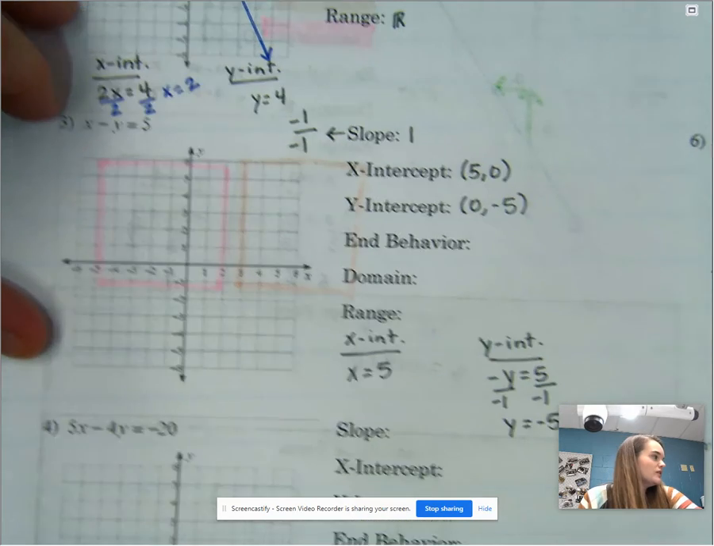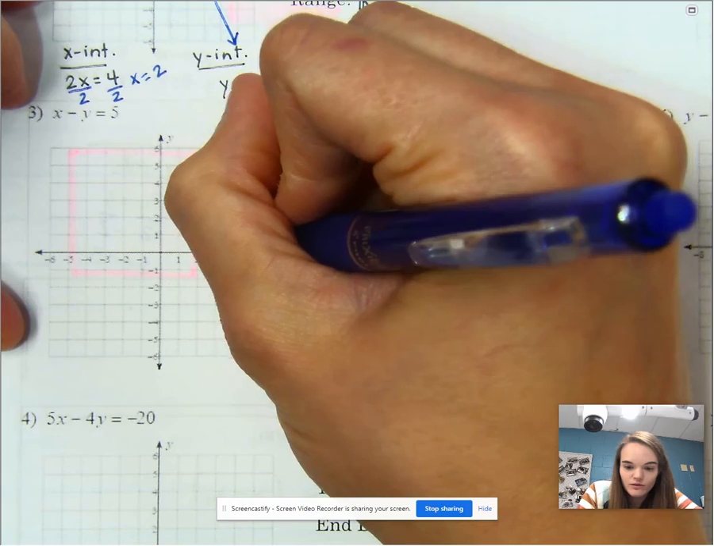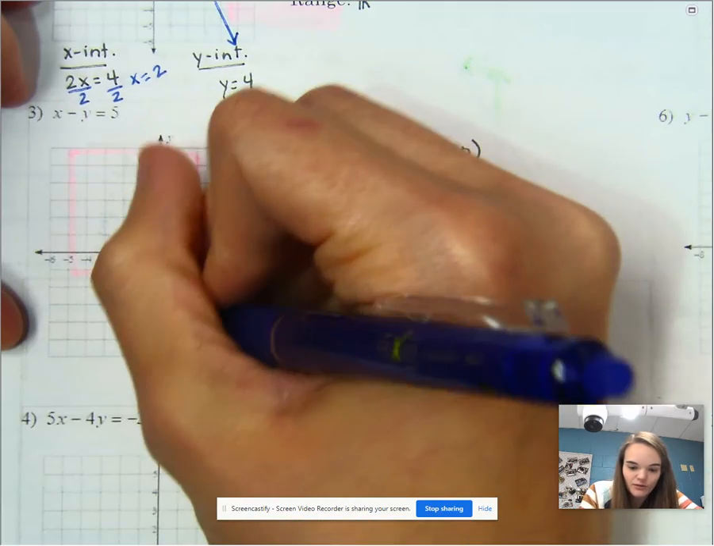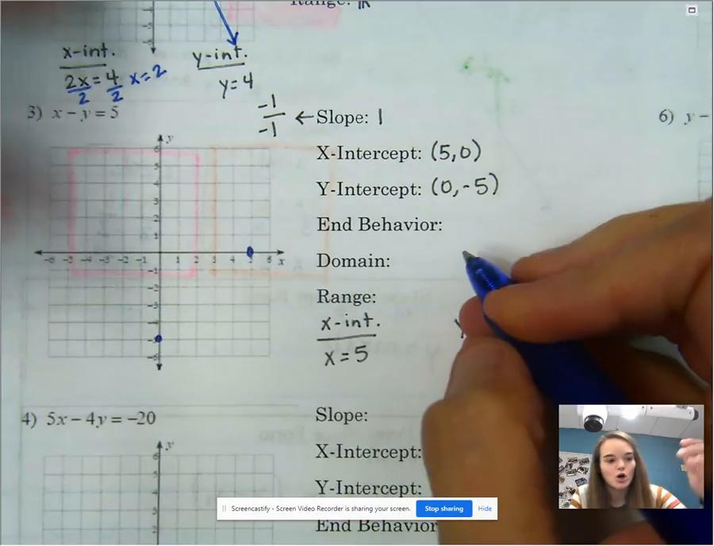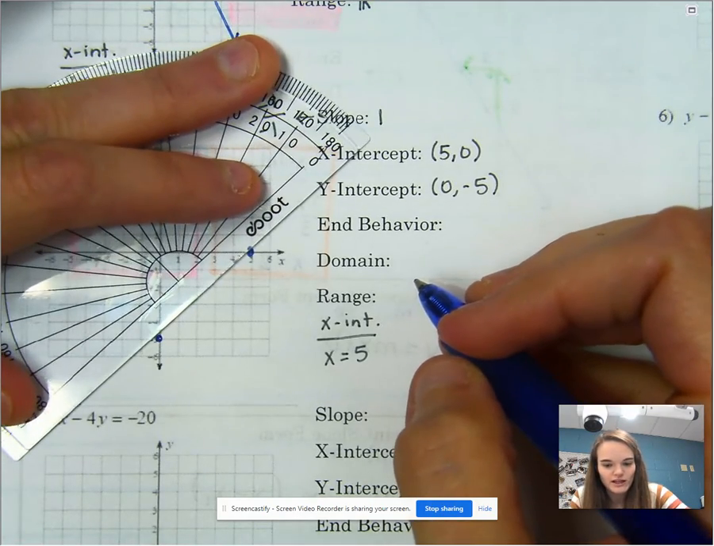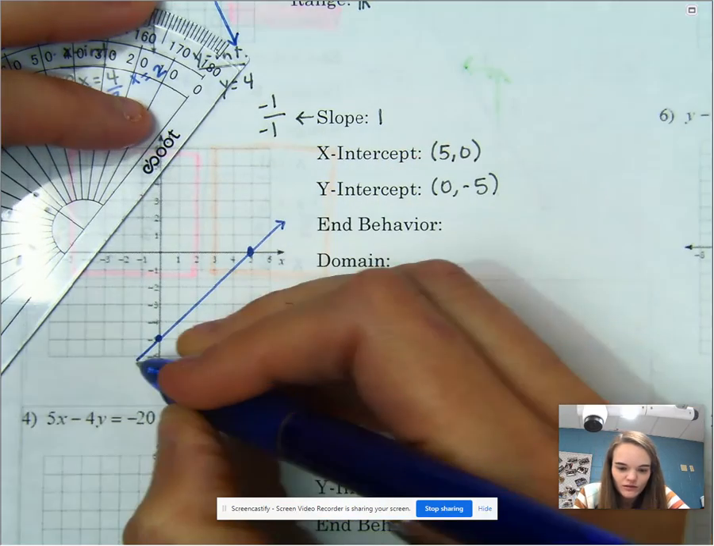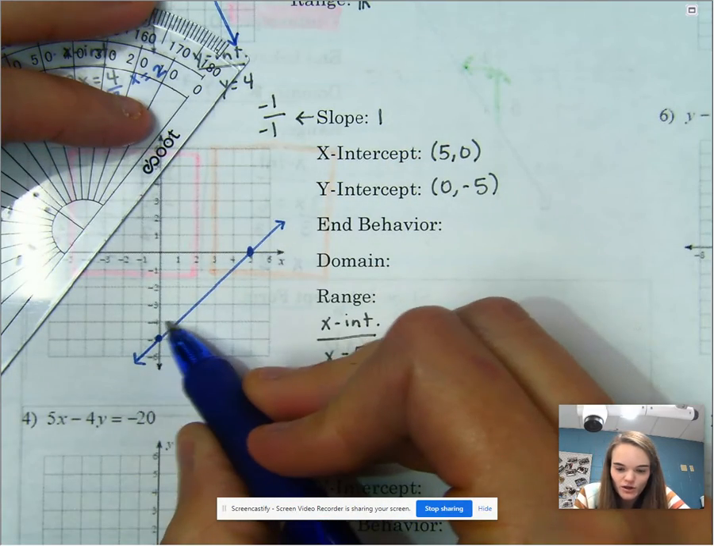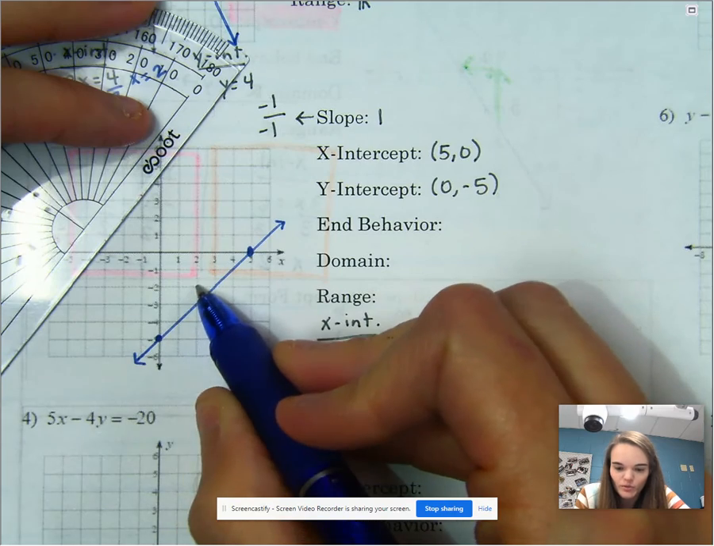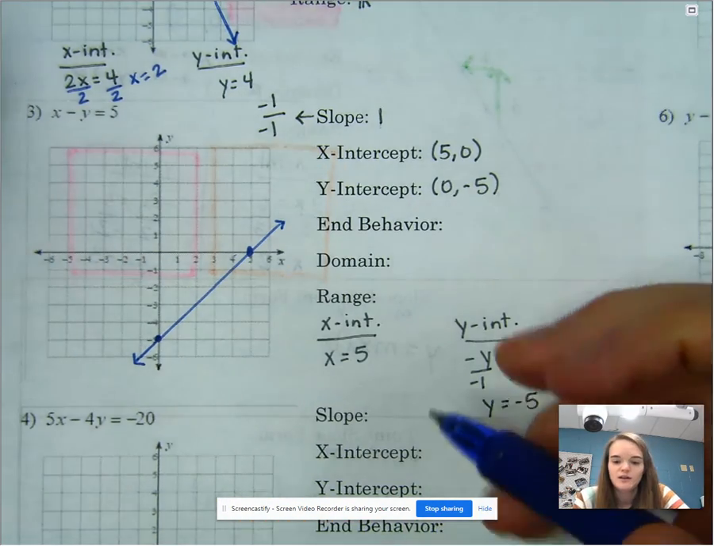Got to move that up so you can see. 5, 0, and 0, negative 5. I'm hoping my slopes are right, but we'll see. We'll check it. It's a good idea to always check it. Let's see. Rise 1 over 1. That's right. Up 1 over, up 1 over, up 1 over, up 1 over. That is correct. The slope is 1.